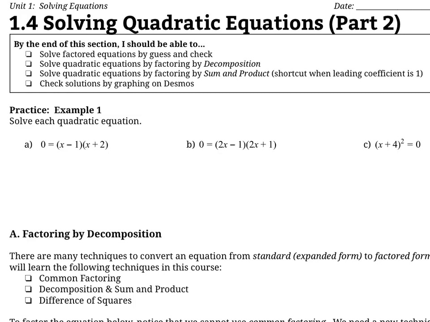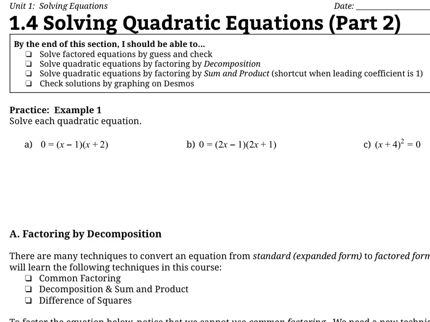In this video, we're going to continue to learn how to solve quadratic equations. In the previous video, we learned how to factor by common factoring, and by common factoring, we were able to guess the solutions to the equation. And we're going to continue with another technique of factoring called decomposition, and a shortcut to decomposition, which is called sum and product, that we can use in certain circumstances.